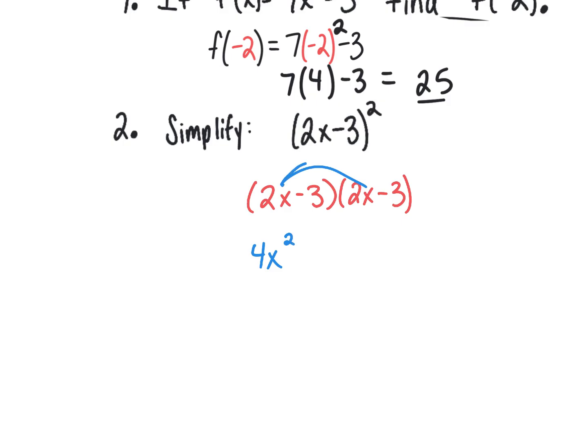Same thing here, 2x times negative 3. What's that give me? Negative 6. Oh wait, we're adding. I'm so sorry. X. Okay.